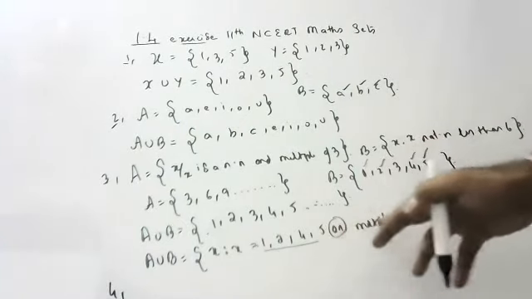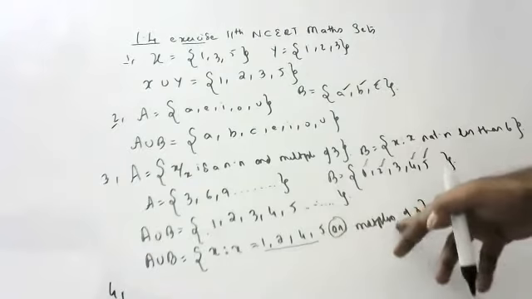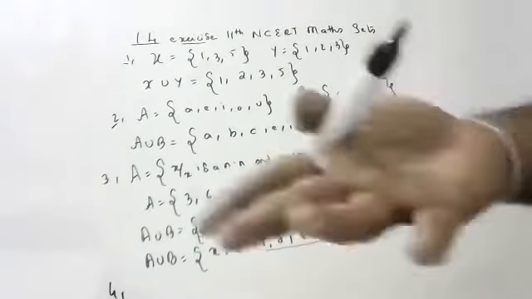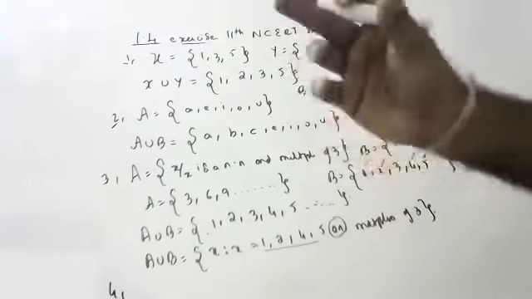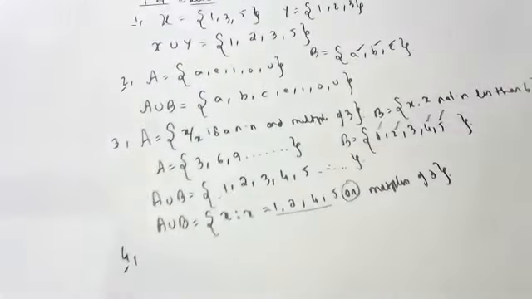Because from here, multiples of 3 only will come. You are saying multiples of 3 are multiples of 1 only, but don't write like that. You have to specify what that set is. You can't write like that, because then everything is a multiple of 1 only. There is no meaning for set builder form then.